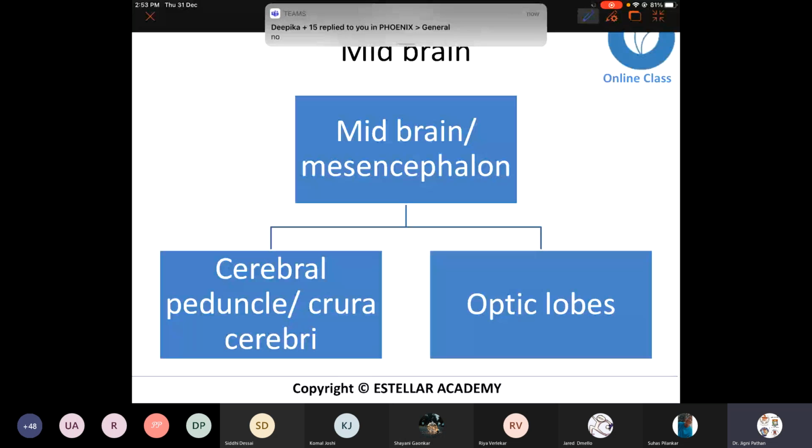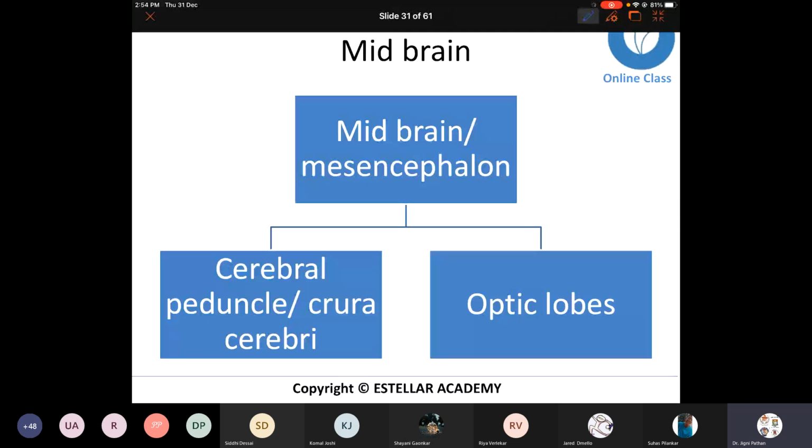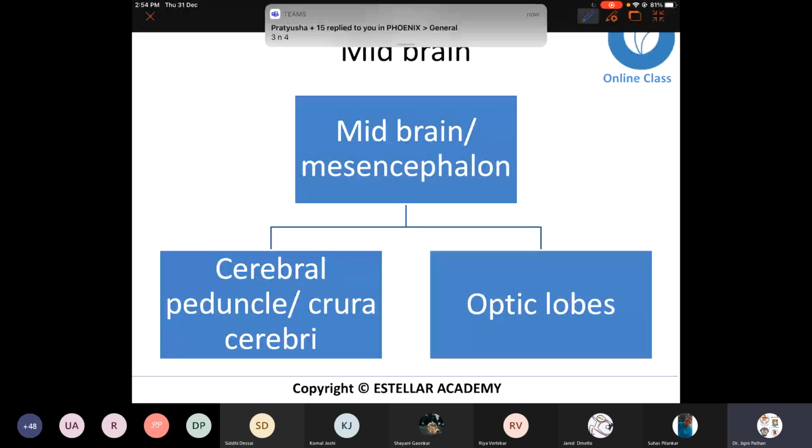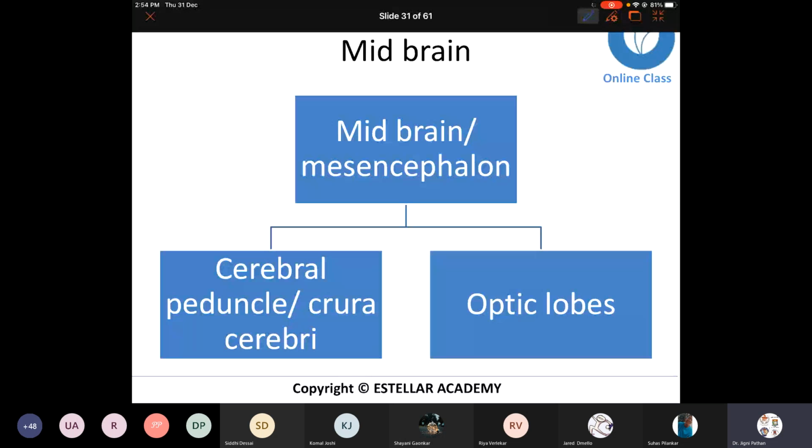Very good. There is no cavity, but it has a duct. Which is the duct? Aqueduct of Sylvius. Very nice. What does the duct do? The duct connects which and which ventricle? The third and fourth ventricle. Very nice, Pratusha. Is everybody understanding or not?